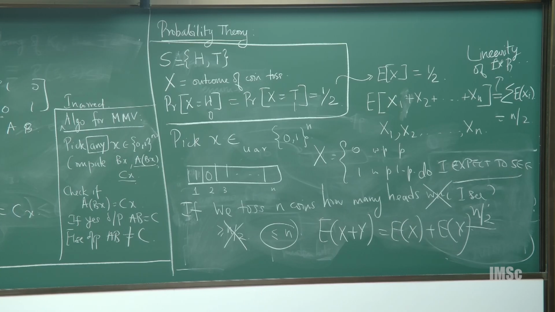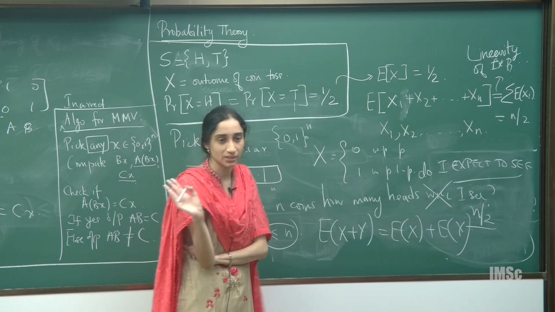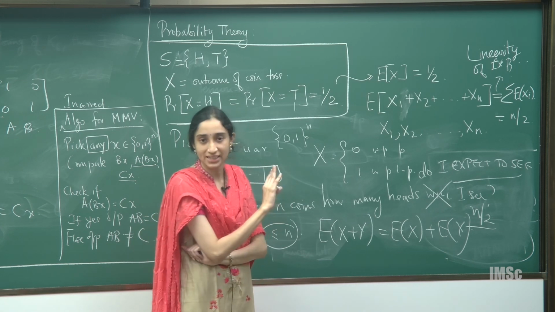And you should come back and see if you need the fact that x and y are independent. In the proof, are you going to use it? So the proof will not require it. It does not, you don't have to assume anything about the random variables. That is how powerful linearity of expectation is.